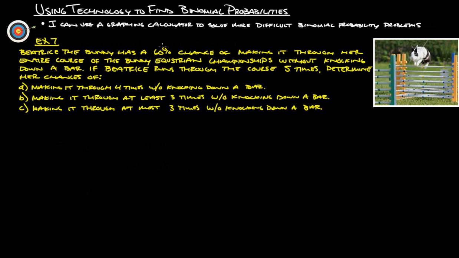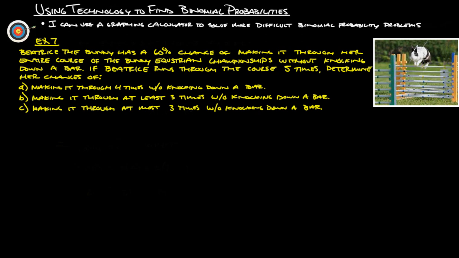We're going to take a look back at the example we had from our previous set of notes. Example 7: Beatrice the bunny has a 60% chance of making it through her entire course of the Bunny Equestrian Championships without knocking down a bar. If Beatrice runs through the course 5 times, determine her chances of, and we're going to use a calculator to determine the chances for all of these, making it through 4 times without knocking down a bar, at least 3 times without knocking down the bar, and at most 3 times without knocking down a bar.